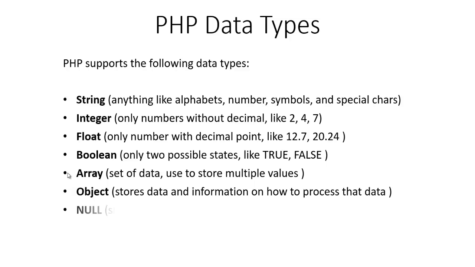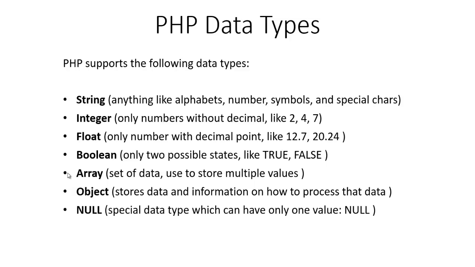The next one is null. You can even understand it by its name, null. It means it's nothing, completely empty. And the very last one is the resource. Again, resource is kind of an advanced data type, so you will learn it later in videos. But for now, you can understand that a resource is used to hold the reference of any external resource in PHP, nothing else.